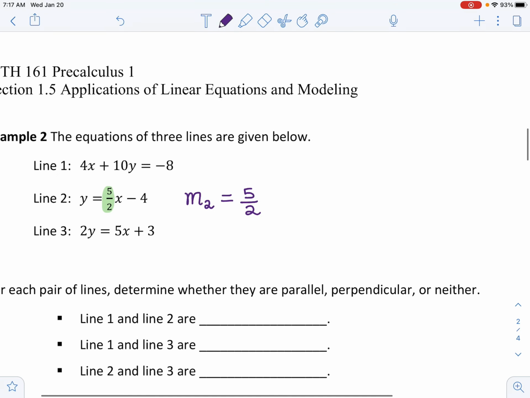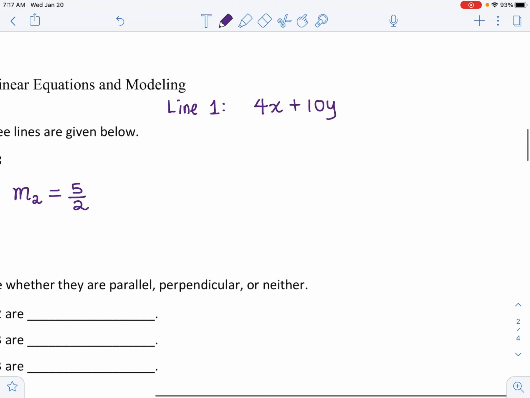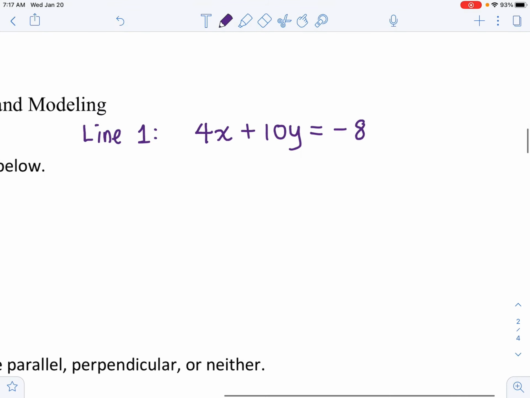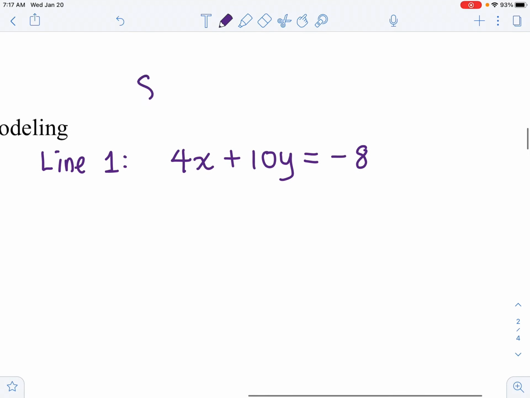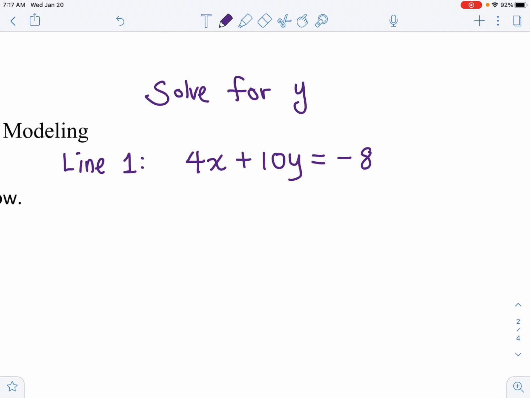All right, I'm going to write down line 1 over here so that I can do the work on the side. Line 1 was 4x plus 10y equals negative 8. Let's solve this for y. And why are we doing this? We're doing this so that we can put this in y equals mx plus b form, because if it's in that form, it's super easy to identify the slope.